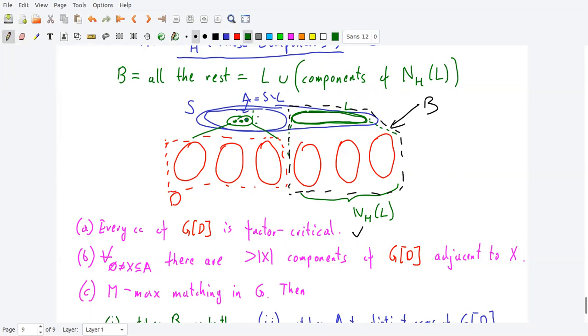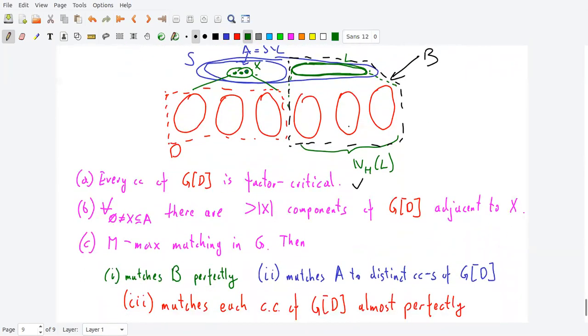And this is true because if it had seen only as many components as its size, and we know that it is at least as many because of the whole condition in H, then we could add it to L and increase the maximum set of zero defect. So the stronger Hall's condition follows from the maximality of L.